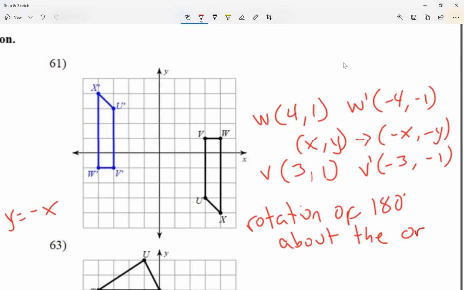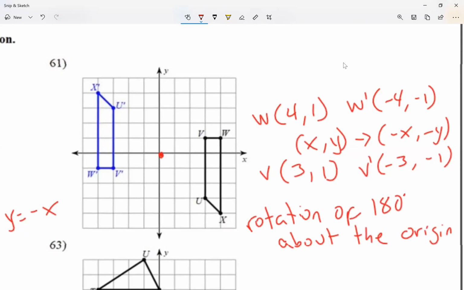Now, what is this about the origin thing? Remember how when I found the midpoint earlier, the midpoint was the origin? So everything was rotating about the origin. That was the point that I held. That point did not move, and everything rotated around that point. Nice.